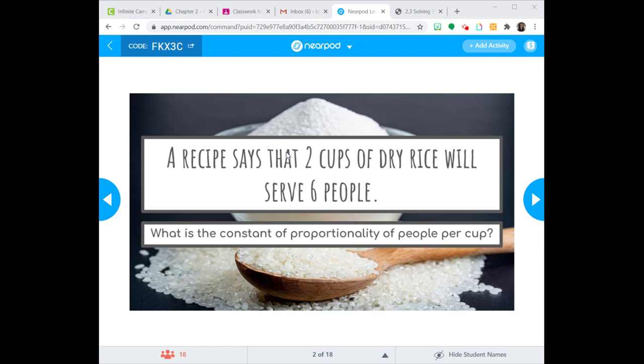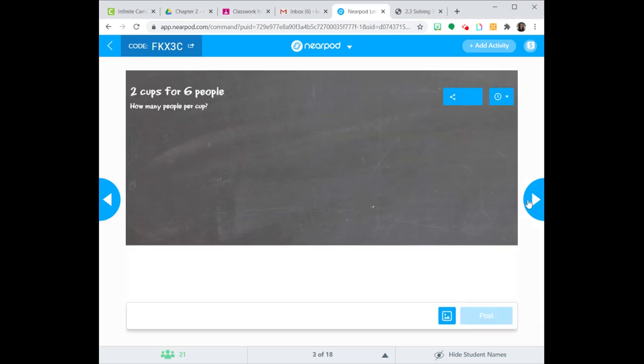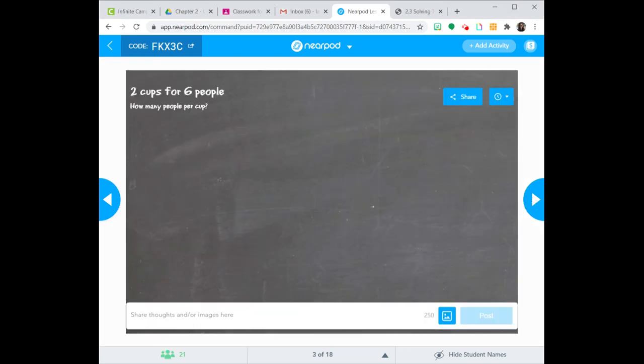So again, here's my question. 2 cups of dry rice serves 6 people. What is the constant of proportionality of people per cup? I'll flip the slide, just so that those that have been in here and on time can start talking and working. So it's the same question. 2 cups, 6 people. How many people per cup?